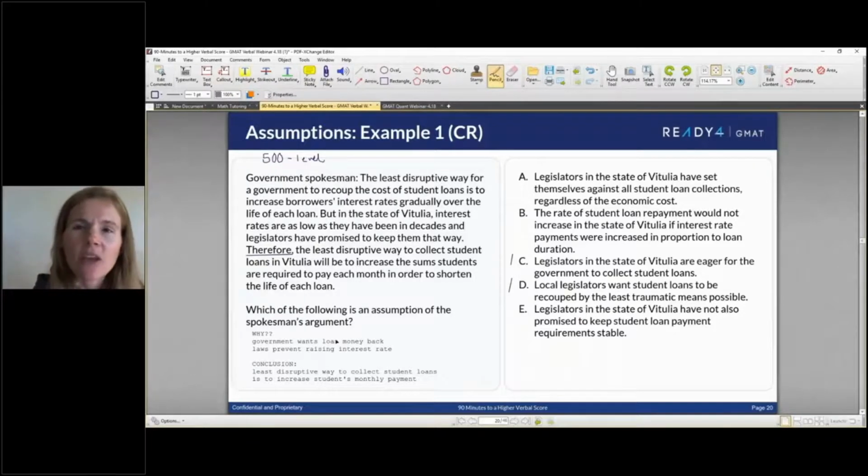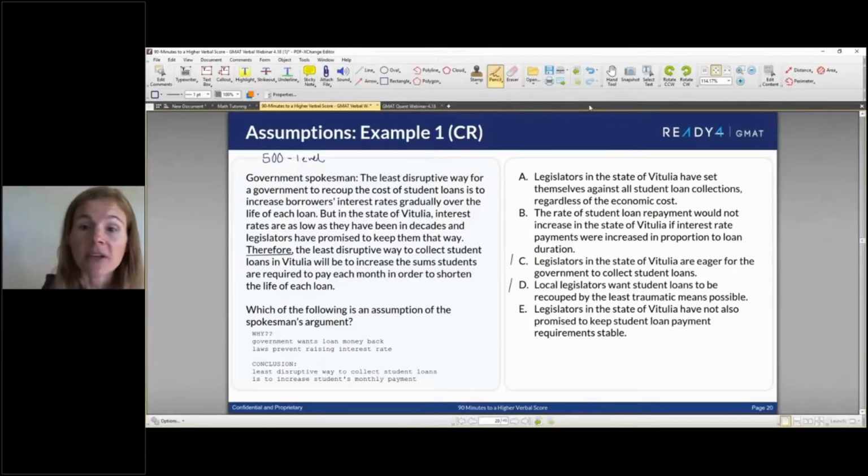Now, as you're reading that, you might think, well, that's kind of silly, right? There are laws protecting the interest rate, but then the government can just go and say, well, you have to pay us our whole loan back tomorrow, but we won't raise your interest rate. That seems a little funny, right? So automatically I would be thinking, maybe one of the assumptions here is that they're allowed to do that. They're allowed to say, we want all our money back now and increase the student's monthly payment. So I would be looking out for answers like that.